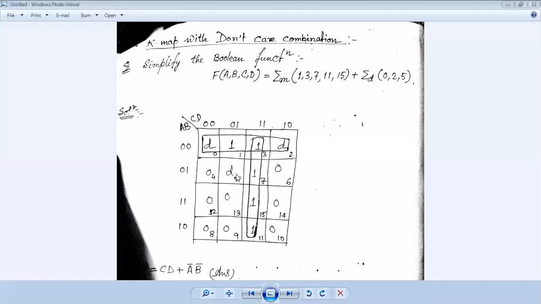Don't care means it may be 0 or maybe 1, but we have to make sure that we encircle all the ones, we make the pair with all the ones with the number of don't cares we can take. But if all the ones are done, we should not take any don't care situation. So Y becomes CD plus A bar B bar.